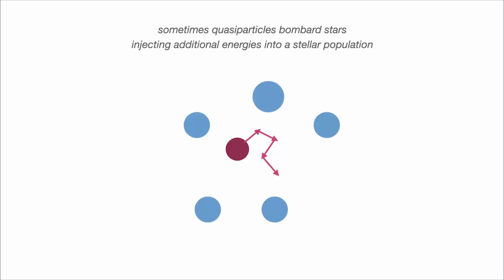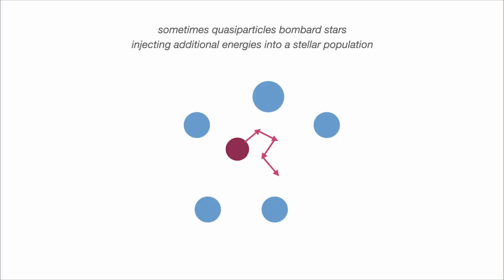So another interesting phenomenological implication is that, because of this interaction, the quasi-particle can inject energy into the stellar population. They are continuously bombarding the stars or black holes or globular clusters, and they are sometimes injecting kinetic energy, and sometimes changing the orbital motion of these stars in an unpredictable, stochastic way.